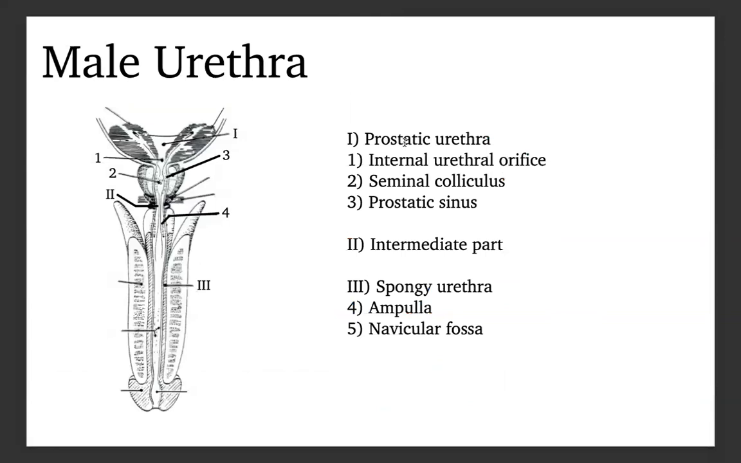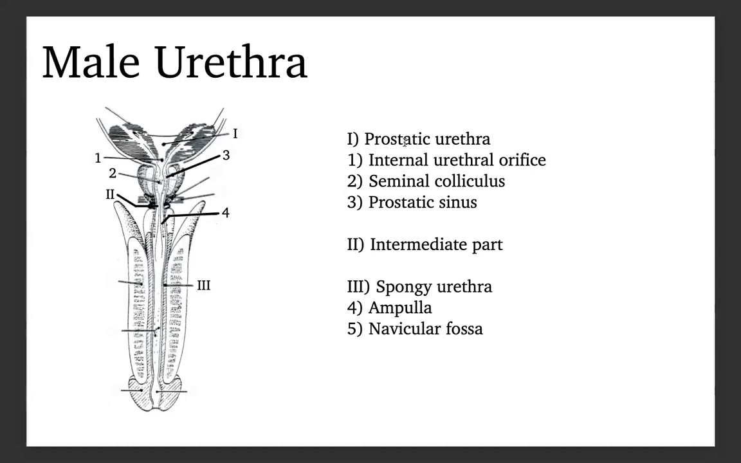Then you have the male urethra. Now, the male urethra can be broken down into the prostatic urethra, the intermediate part, and the spongy urethra. Okay, so the prostatic urethra, it goes through the prostate.